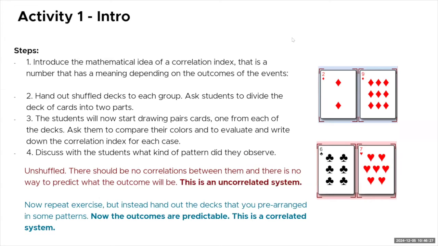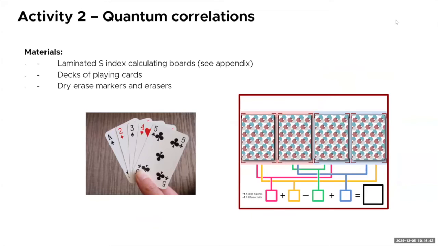For example, if you play with a shuffled deck, then you shouldn't see any pattern. This can be an analogy for an uncorrelated system, but if you rearrange it in a very particular way, then that's a correlated system. And now, for the main game that I want them to play, I prepare this board game on which you have to draw 4 cards.